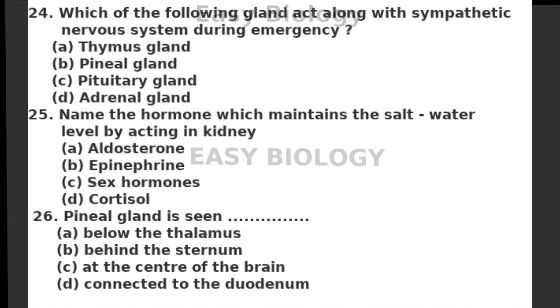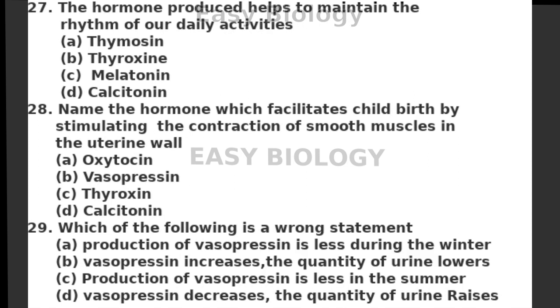Question number 26. Pineal gland is seen. A. Below the thalamus. B. Behind the sternum. C. At the center of the brain. D. Connected to the duodenum. The answer is at the center of the brain. Question number 27. The hormone produced helps to maintain the rhythm of our daily activities. A. Thymosin. B. Thyroxine. C. Melatonin. D. Calcitonin. The answer is melatonin.